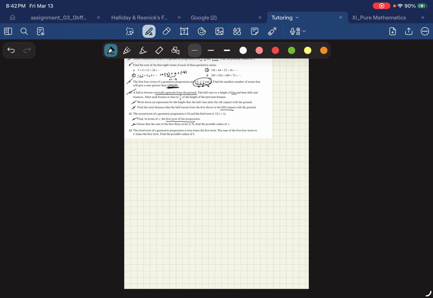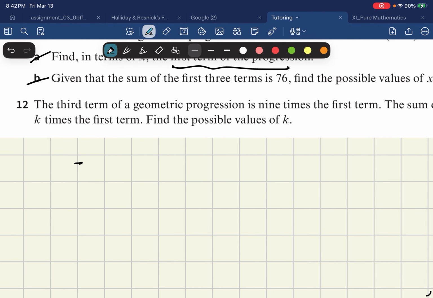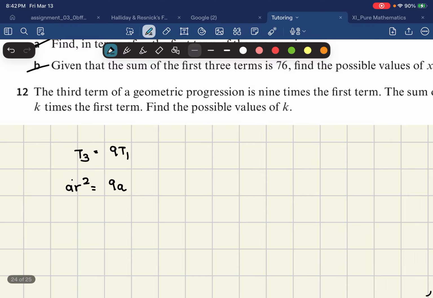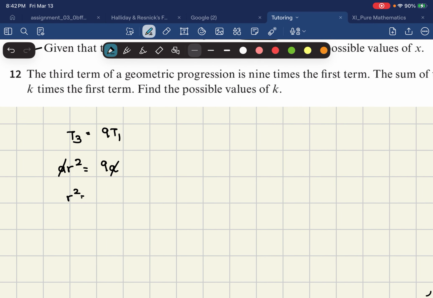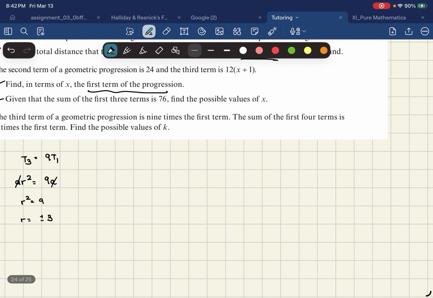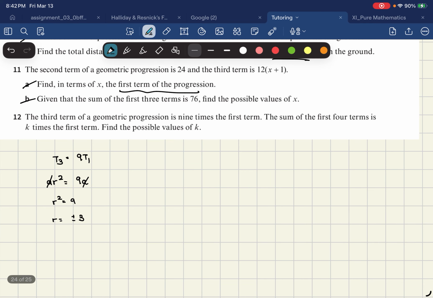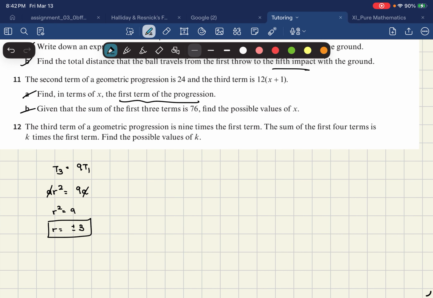All right, let's do question 12. T3 is 9A. So ar squared, that is my third term, is 9A. And actually, you can directly see that we can cancel out the A's here, right? So r squared is equal to 9. r is equal to plus or minus 3. All right. We don't know whether it's plus 3 or minus 3, but let's just say it's plus or minus 3 for now. So we have used the first line.